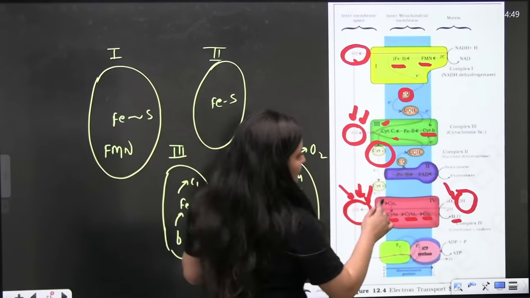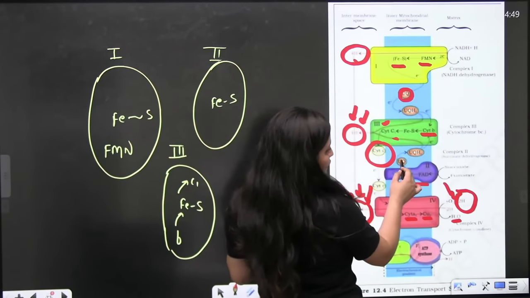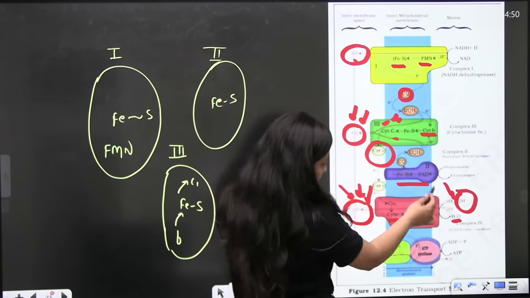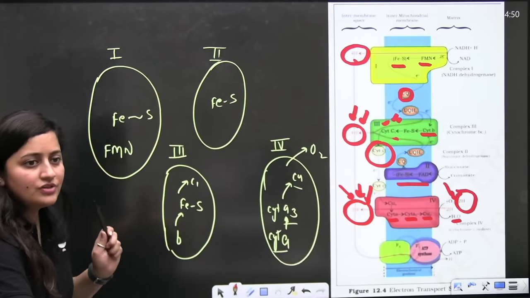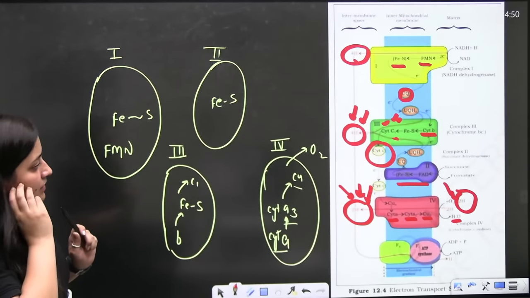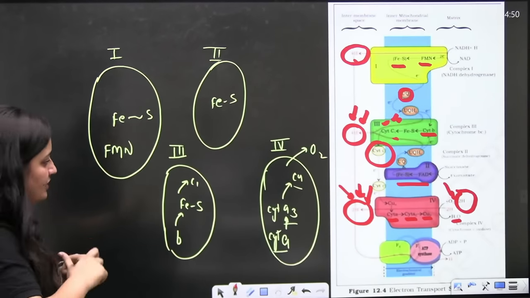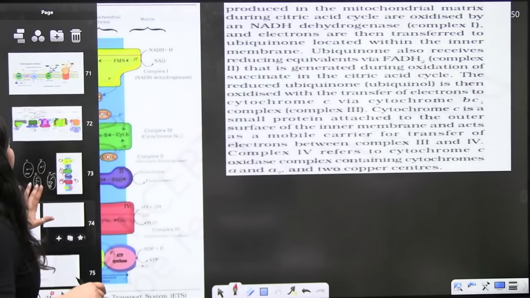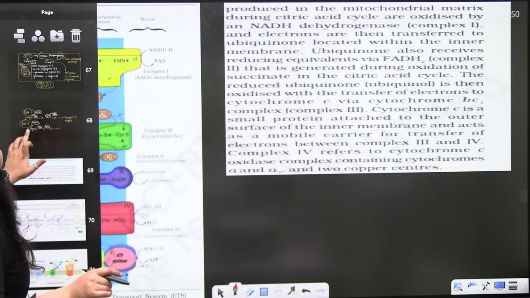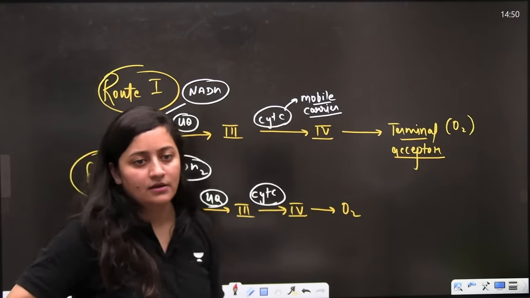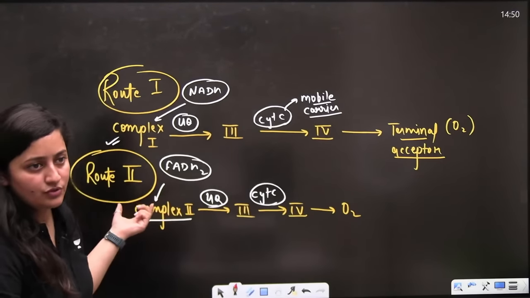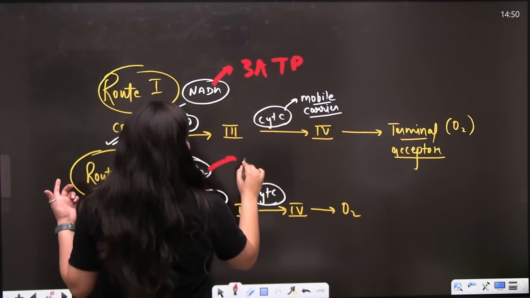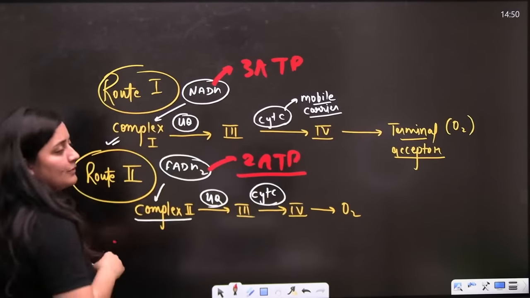Okay, so the same is the case with this complex 2. FAD will give electron to this, ubiquinone will carry it to 3. Then from cytochrome C, it will come to 4 and again the same process will be repeated. So that is how you have to remember this. Okay, done bachche, done. If there is any doubt from this part, do let me know. Just remember the name of the complexes and these routes, that is the key. So from route 1, NADH, 3 ATP; from route 2, FADH2, 2 ATP, right, 2 ATP.